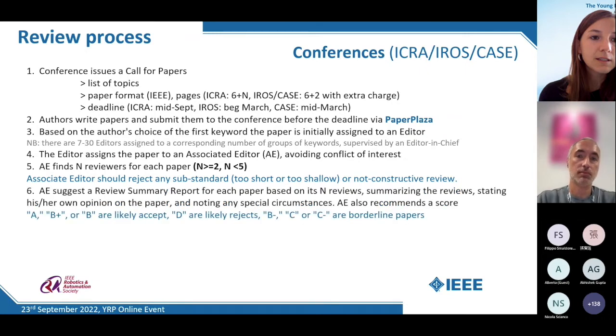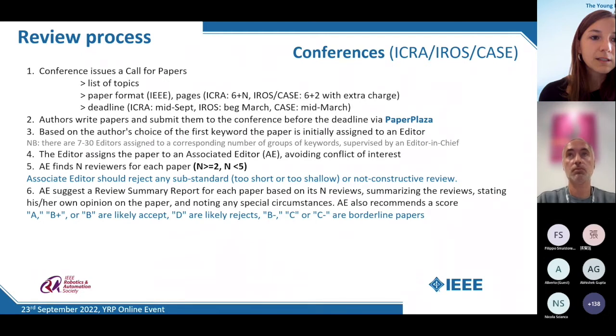Afterwards, the associate editor suggests a review summary report for each paper based on the reviews. Basically, this report summarizes the reviews, states the opinion of the associate editor about the paper, and notes any special circumstances.